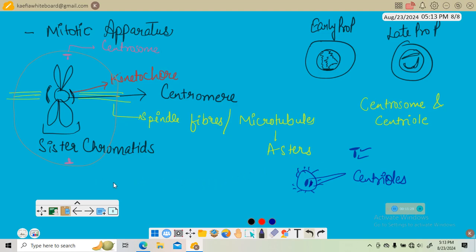And one more thing, about cell organelles: the Golgi complex, endoplasmic reticulum, nucleolus and nuclear envelope are not formed at prophase because this is just the starting. Okay, so this was about it. Thank you.